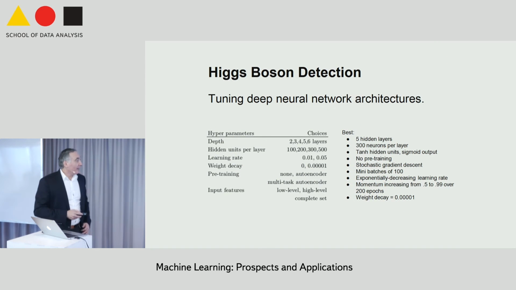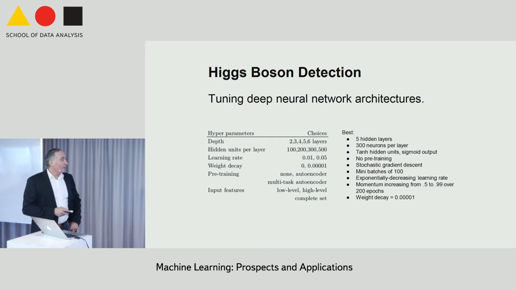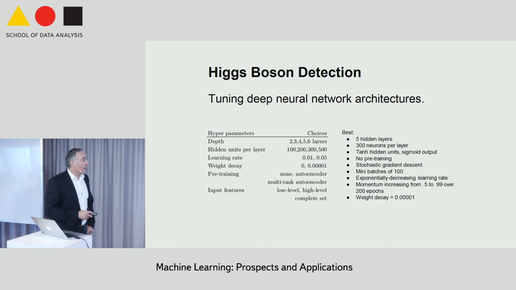So this is the slide that nobody wants to talk about, the dirty laundry behind tuning the neural networks. So we typically use neural networks with, in this case, 5, 6 layers. We tried all numbers of layers, typically a few hundred units per layer. There is no weight sharing. Everything is fully connected.